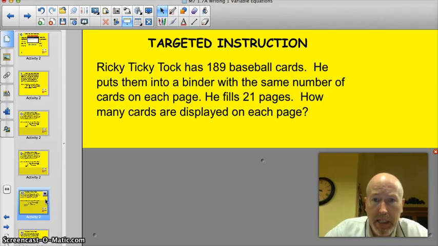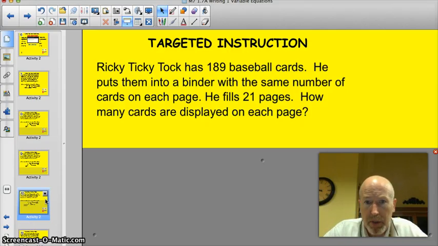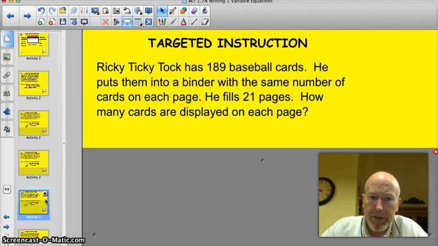Ricky Tiki Tok has 189 baseball cards. He puts them into a binder with the same number of cards on each page. He fills 21 pages. How many cards are displayed on each page?